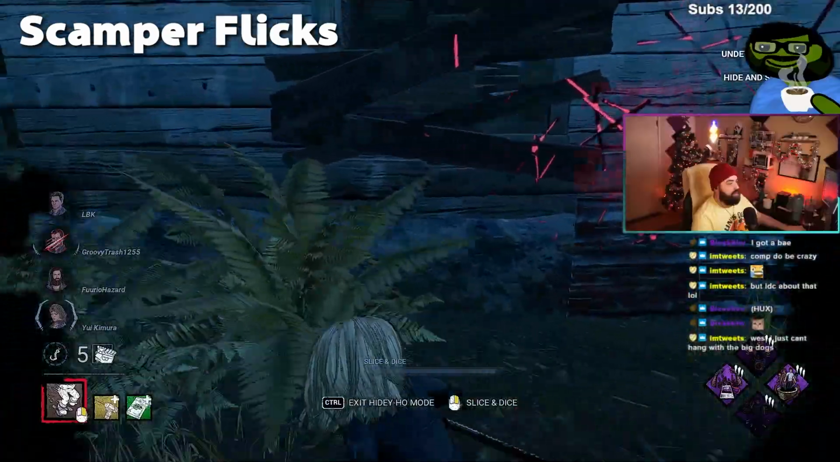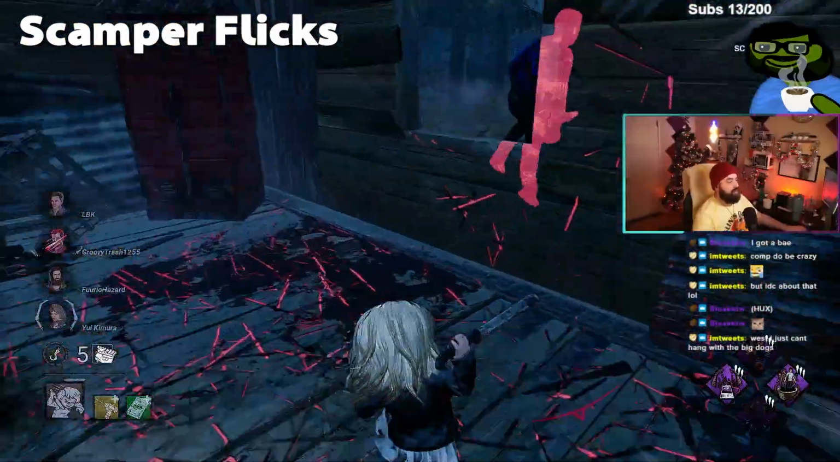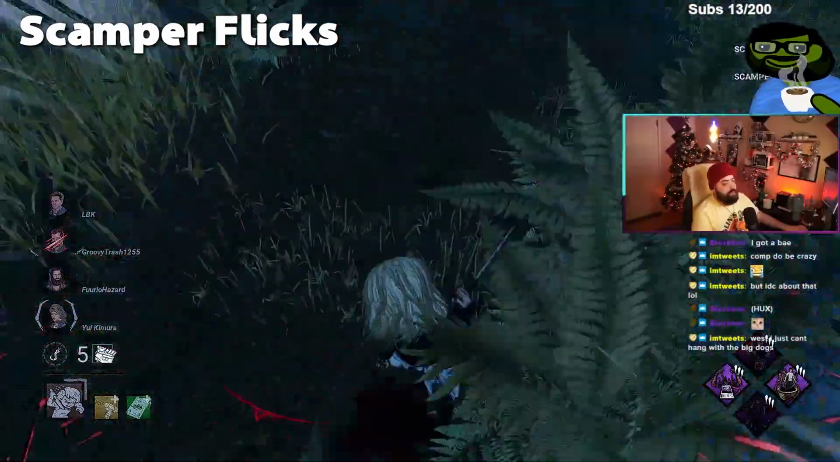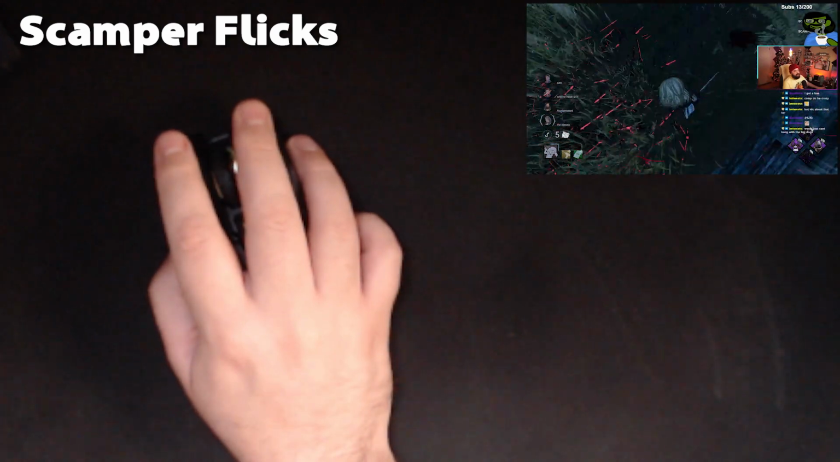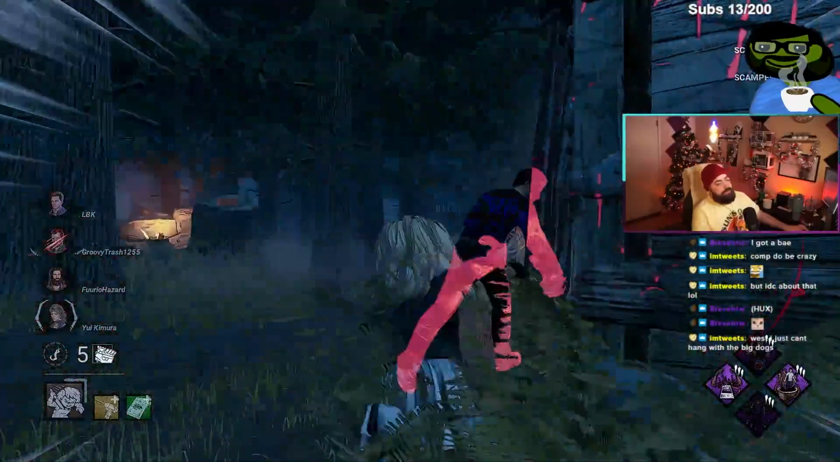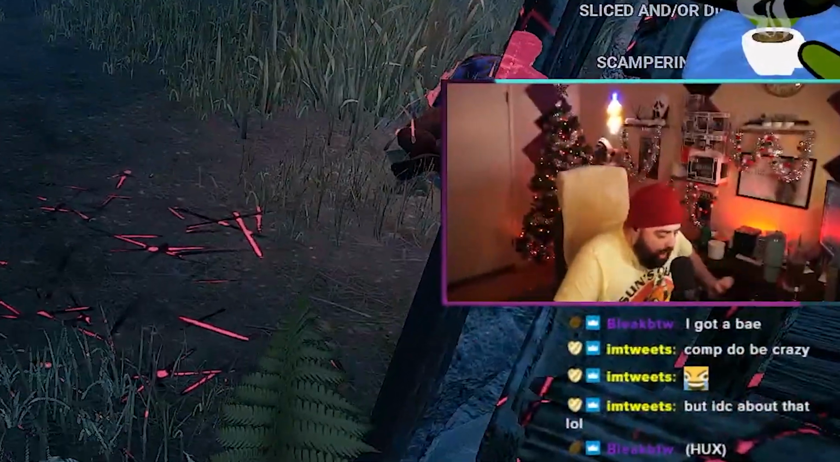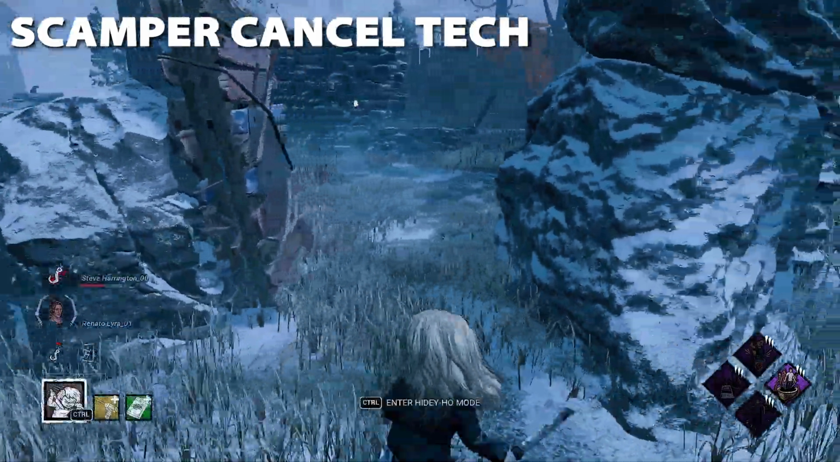Let's talk about scamper flicks. Scamper flicks are done after either scampering under a pallet or through a window. After scampering, look down, then as you round the corner, look up, and then flick to the right or left. I find it easier if you're going to the right to continue your flick to the right, and the same goes to the left.